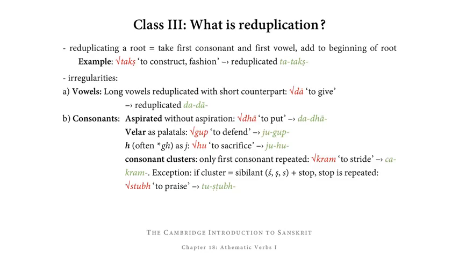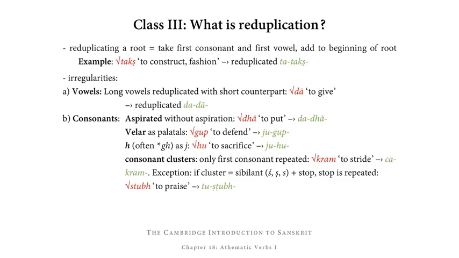Next, velars are reduplicated as palatals. So, for example, from the root gup, to defend, we get ju-gup. What happened here is that gup begins with g, which is the voiced, unaspirated velar. Velars get reduplicated as their palatal counterparts, and so g is reduplicated as the voiced, unaspirated palatal, and that is j. And so the reduplicative syllable is ju, and the whole form is ju-gup.